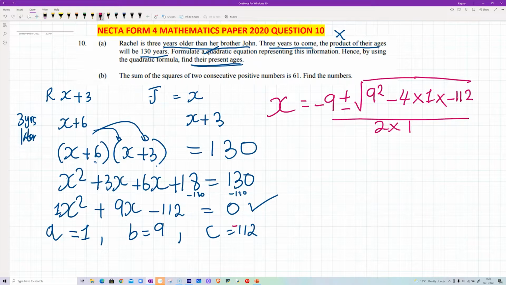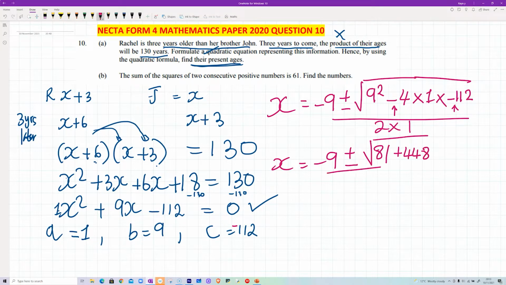Let's simplify this. So that's going to give you x equals negative 9 plus or minus the square root of b squared. So 9 squared is 81, minus 4 times 1 times negative 112. If you multiply this, what would you have? Well, you will have 448, but it's going to be plus because there's a minus there and minus here. So that's going to be plus 448, over 2. So let's go on and solve this.